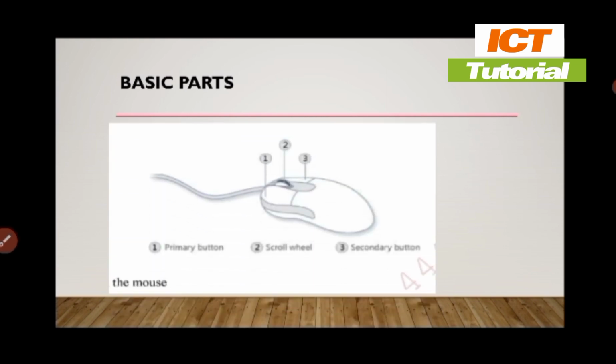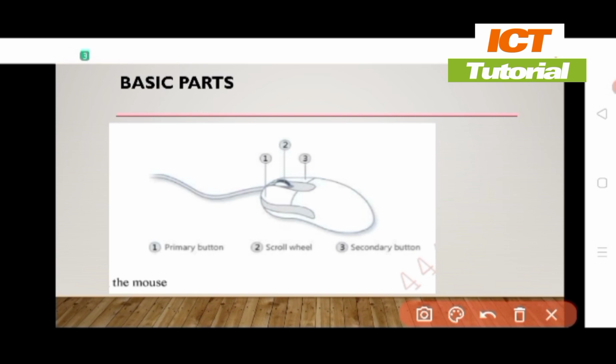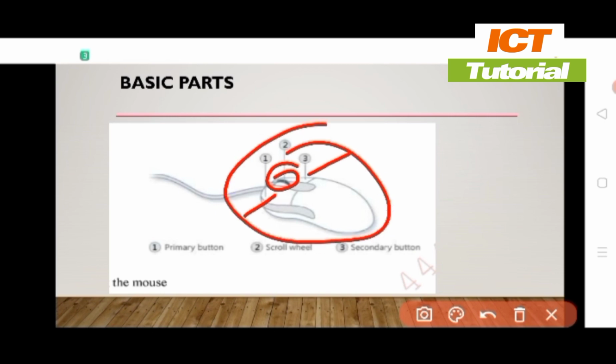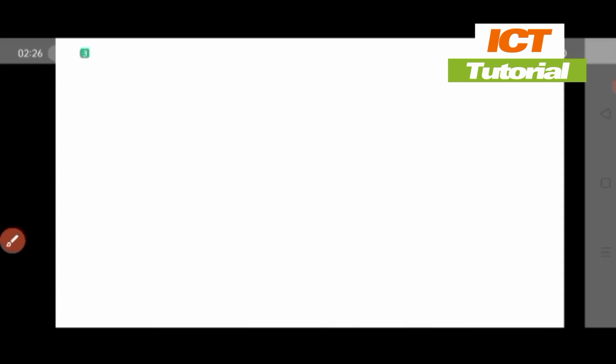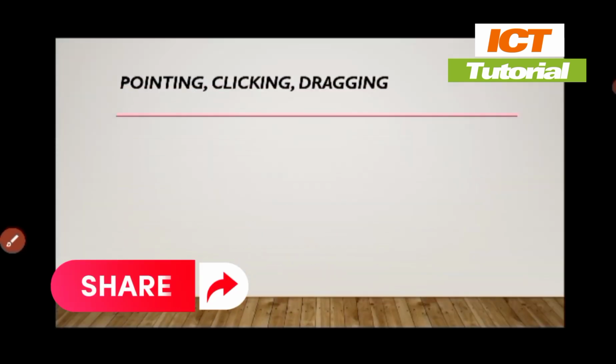As you can see from here, we have number 1, this is the primary button, number 2, this is the secondary button, and we have the ball here. This is the scroll wheel that helps you to scroll an item on the screen. So this is how a mouse appears. You can see there is a cable. This is what we call a peripheral device, and this is an input device.